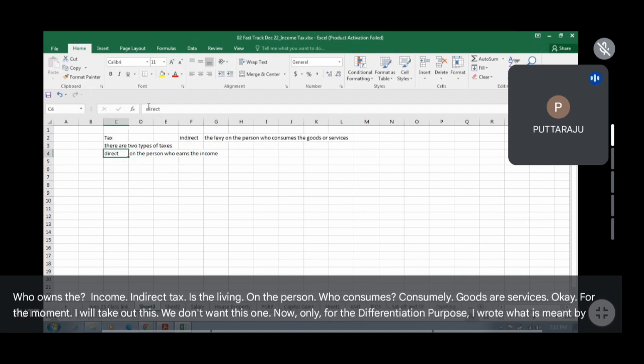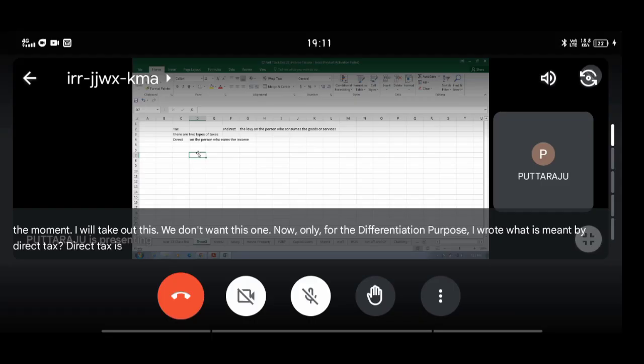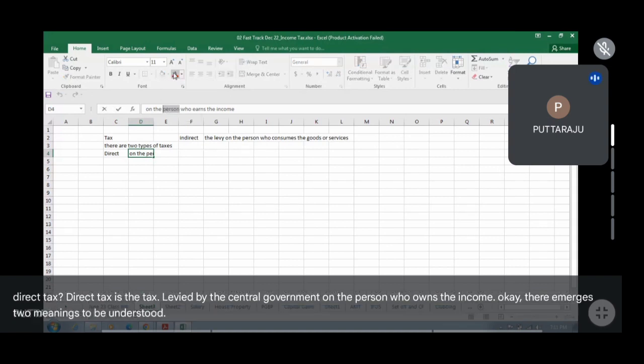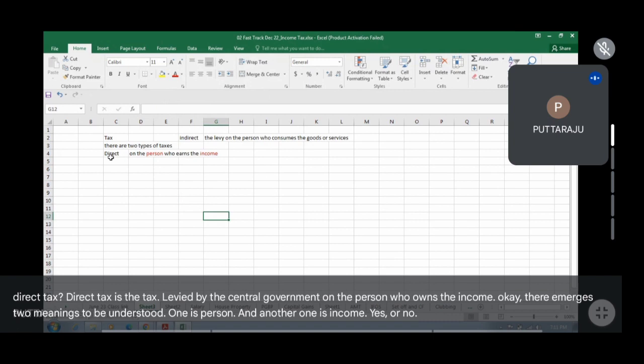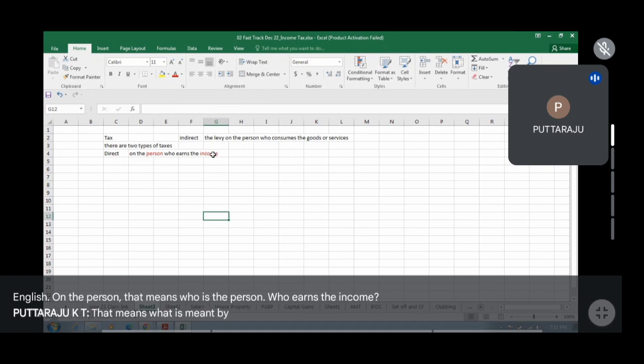What is meant by direct tax? Direct tax is the tax levied by the central government on the person who earns the income. There emerge two meanings to be understood. One is person and another one is income. Yes or no? All the others are straightforward English. On the person, that means who is the person who earns the income. That means what is meant by income.